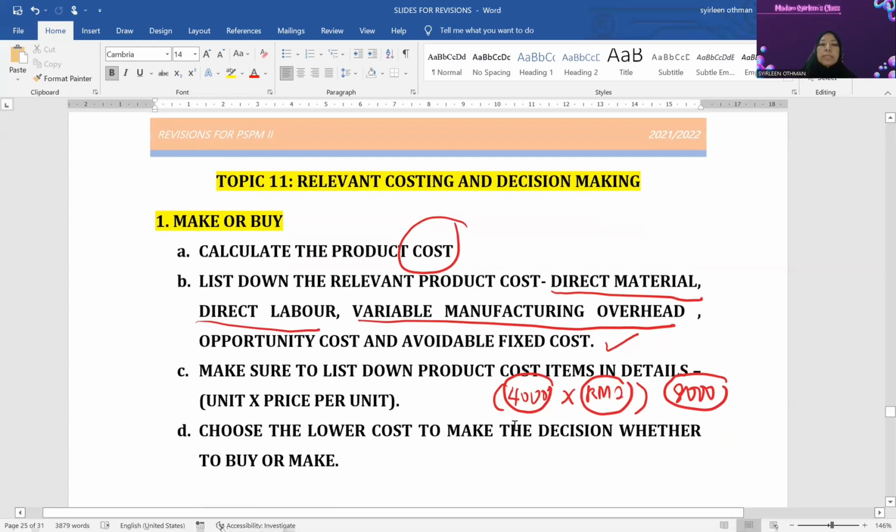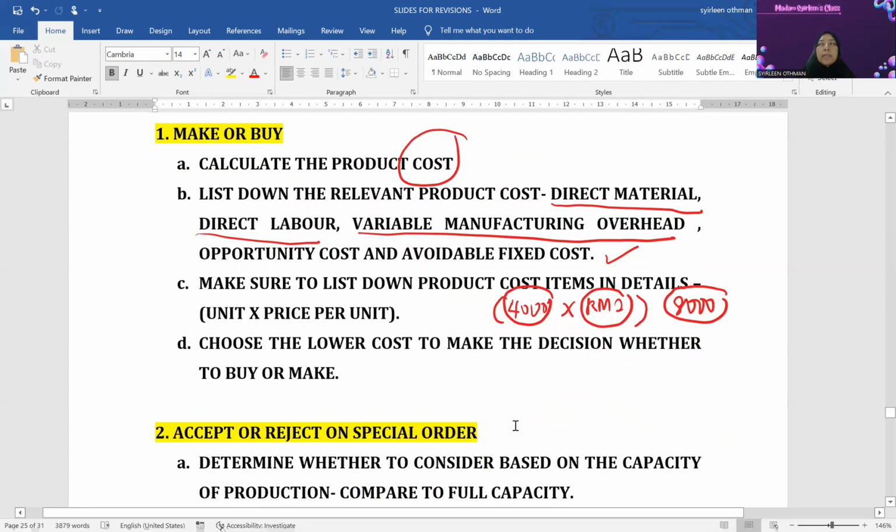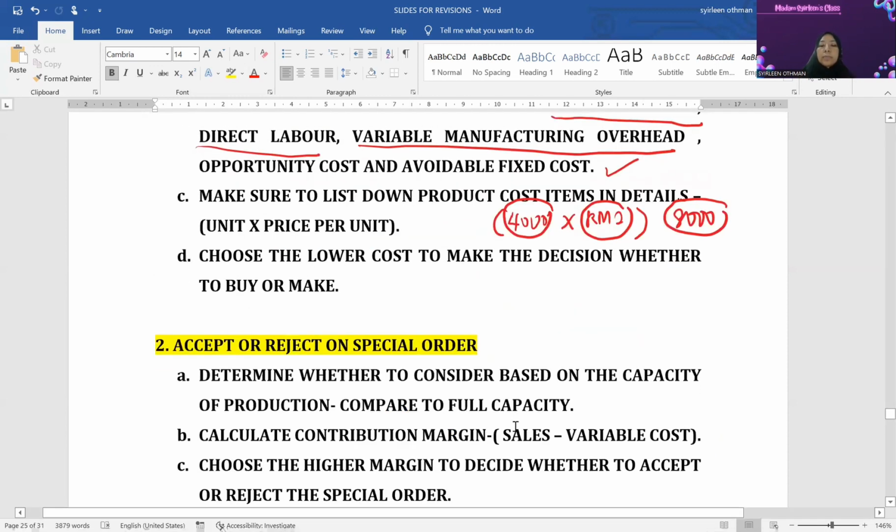Okay, so sebab kita nak make or buy tu, decision tu bergantung kepada cost yang paling rendah untuk buat decision. So kita akan ambil cost yang paling rendah. Kalau di ruangan make, nilai dia lebih rendah daripada buy, so my decision will be make. Kalau jumlah di buy lebih rendah daripada make, so my decision will be buy. Okay, sebab we are actually focusing on the product cost. Tapi kalau accept or reject, the one that we are calculating in the table is actually your contribution margin. Okay, so contribution margin is actually gross profit kan, lebih kurang macam gross profit. So kita faham dia ialah untung.